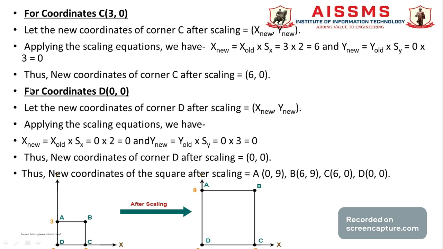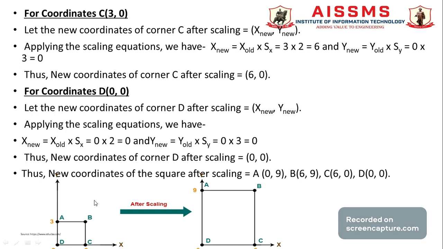The same for coordinate D: the coordinate values are (0, 0), so after applying the scaling equation we get the new coordinates of corner D as (0, 0). So the new coordinates of this square after the scaling are: A is (0, 9), B is (6, 9), C is (6, 0) and D is (0, 0) after applying the scaling transformation. So now we can see the result.